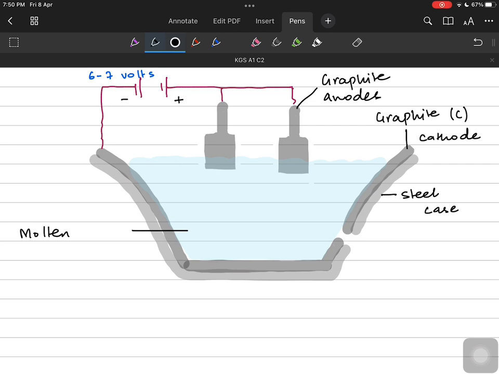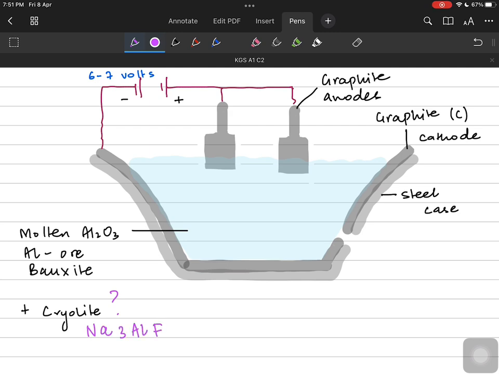The electrolyte is molten aluminium oxide. Aluminium oxide is the ore, which is obviously known as bauxite, as we just talked about. There's another thing that you add over here. Let me write it. So the other substance you have over here is cryolite. Now what is it? It's sodium aluminium fluoride, Na3AlF6.